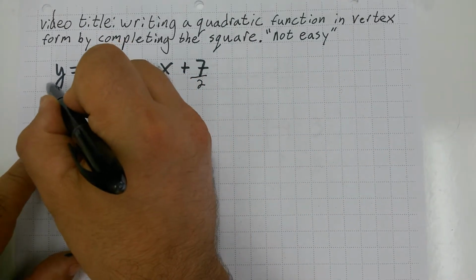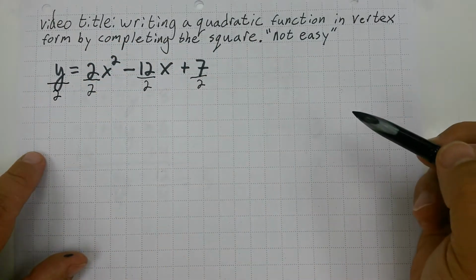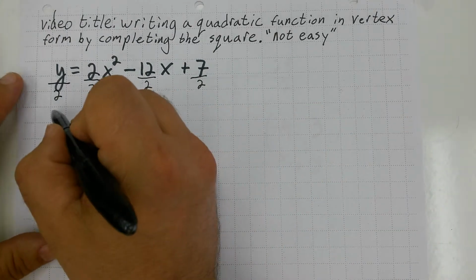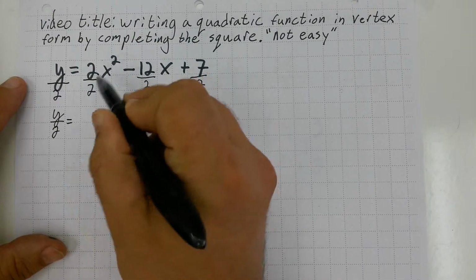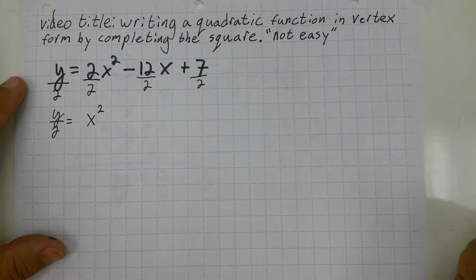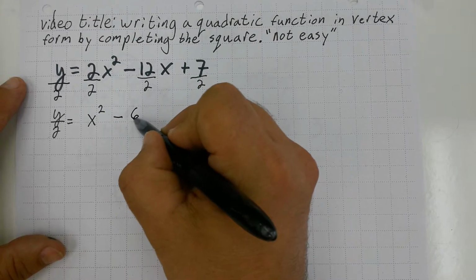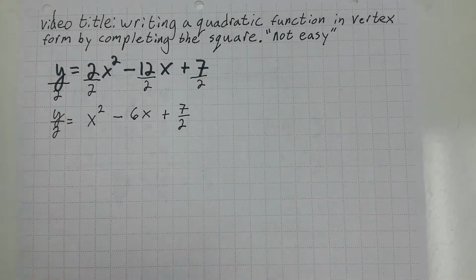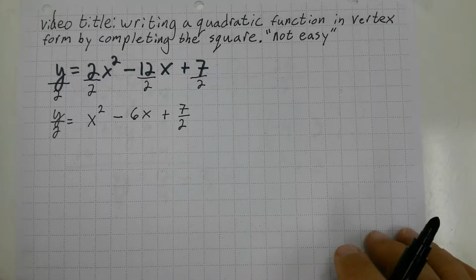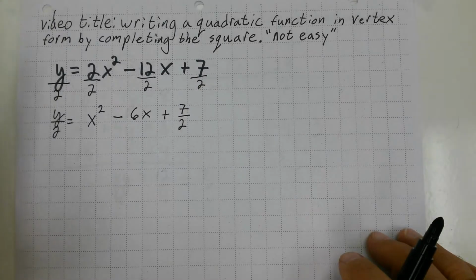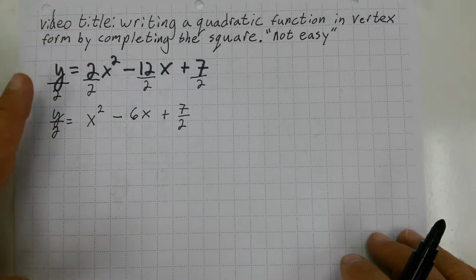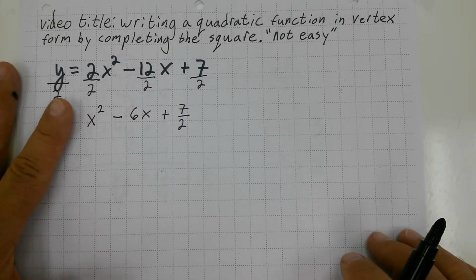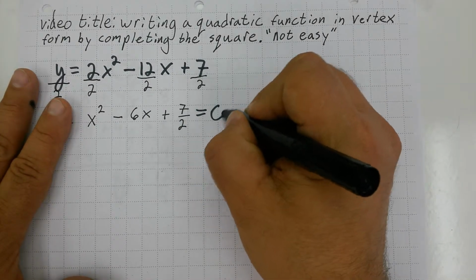I'm even going to divide this y by 2. And that's going to give me y over 2 equals just x squared now, which is nice, minus 6x plus 7/2. I'm going to leave that as a fraction. I don't want to change anything to decimals. We'll deal with the fractions in fraction form in this case. The trick to this is to actually imagine that this is gone, and we'll save that for later, and we'll set this equal to 0.